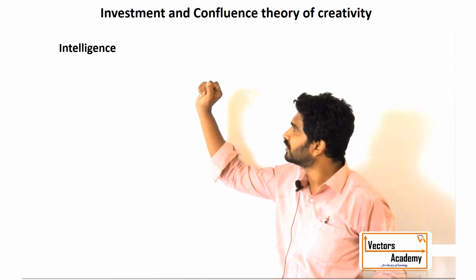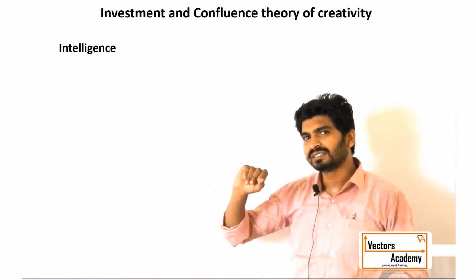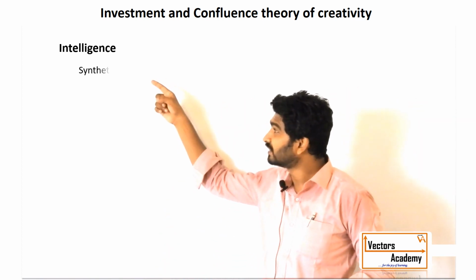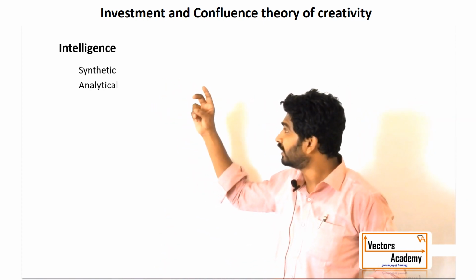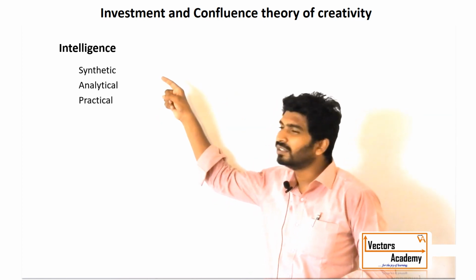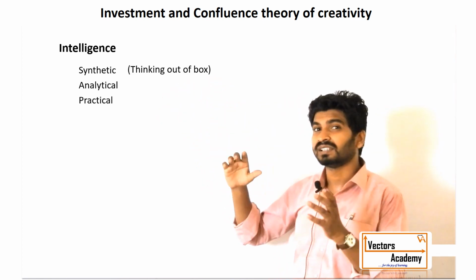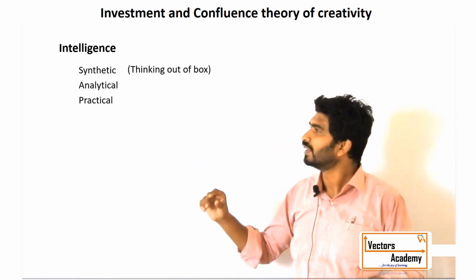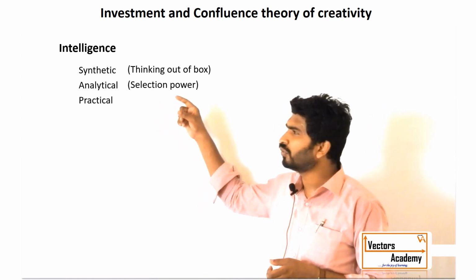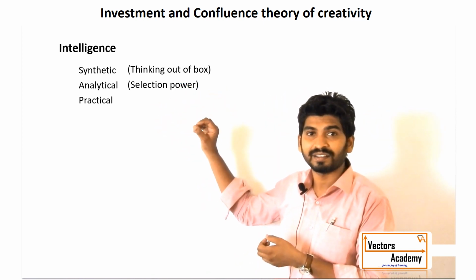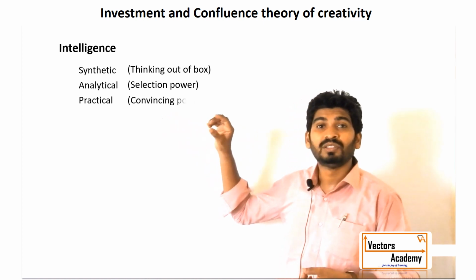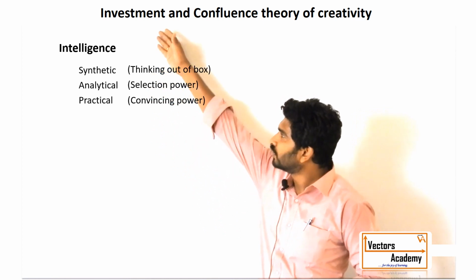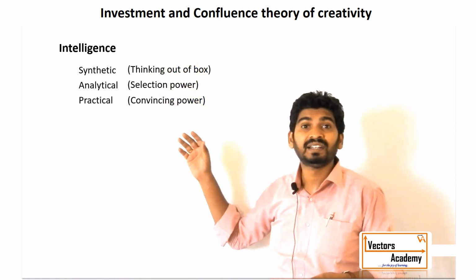First, the intelligence. Now, intelligence of a person is defined in 3 different manners. The first is synthetic, the second is analytical, and the third is practical. Synthetic means the way the individual thinks out of the box, the way he looks at the things in a new perspective. Analytical means to find out which of the idea is worth selecting, whereas practical means the way he is able to convince the people about that idea. So these 3 aspects define the intelligence of a person.